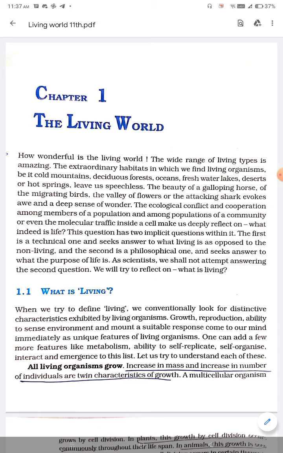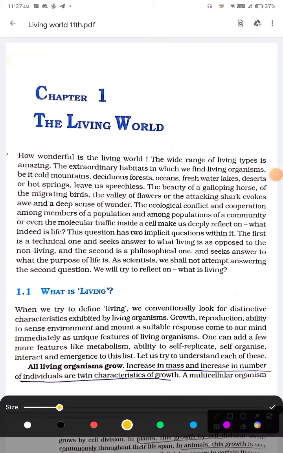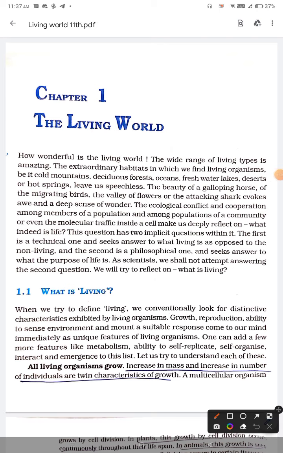One can add a few more features like metabolism, ability to self replicate, self organize, interact, and emerge to the list. Let us try to understand each of them. These are the processes that make an organism living: growth, reproduction, ability to sense the environment, and a suitable response comes to our mind immediately.